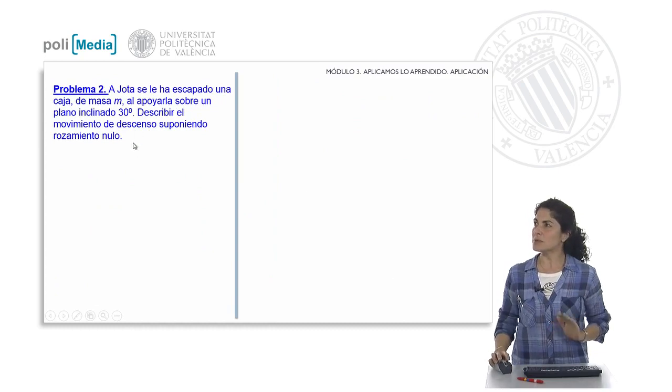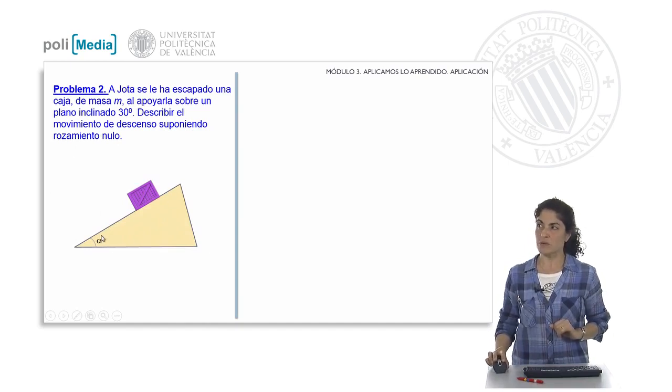Next problem that we have, also very simple. They say to us, J, a box of mass m has escaped when supporting it on an inclined plane of 30 degrees. And I want to describe the downward motion assuming also that we have no friction, 0 friction. The first scheme we have to think about is the one shown here, the box and the plane on which the motion is going to occur.